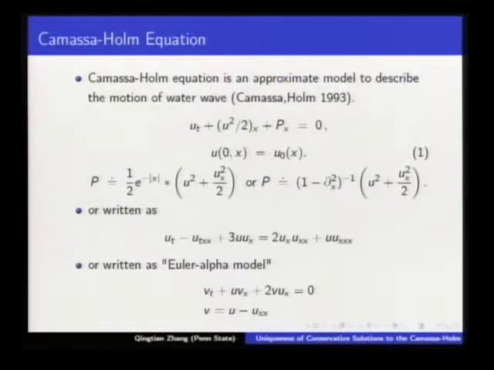And there are several equivalent formulations for the Camassa-Holm equation. If you apply this pseudo-differential operator to the first and second terms, you will get the second formulation. Furthermore, if you set v to be u minus the second derivative of u, then you can write the equation as the so-called Euler-alpha model, which is just a variant formulation. For smooth solutions, all three formulations are equivalent, but here we prefer the first formulation.